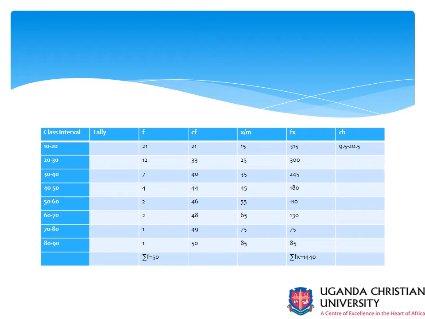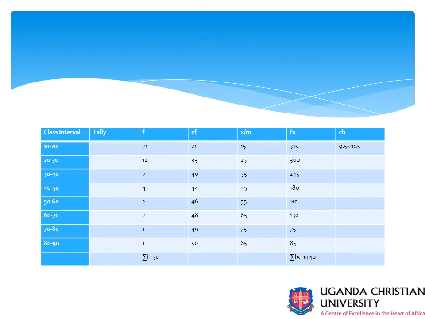Then the fx is frequency times midpoints. So the product of frequency and midpoints for each class is computed, and that gives us this column of fx.